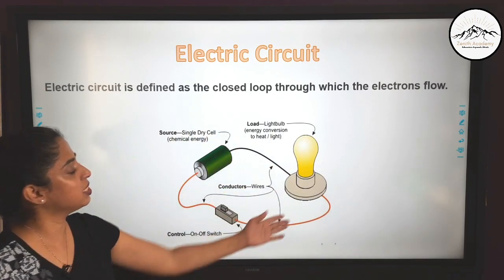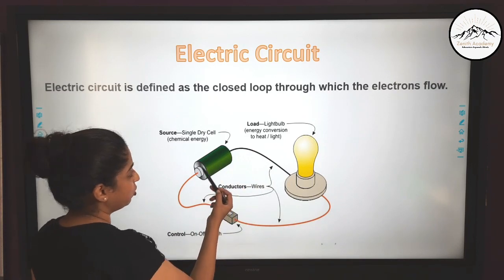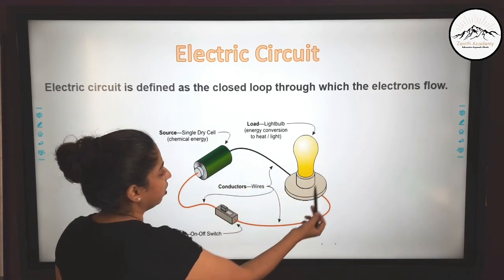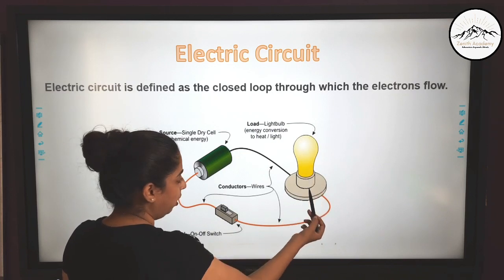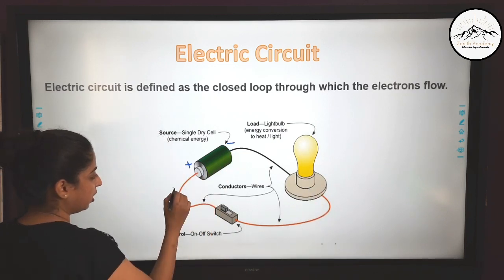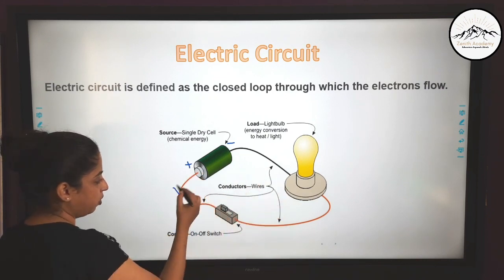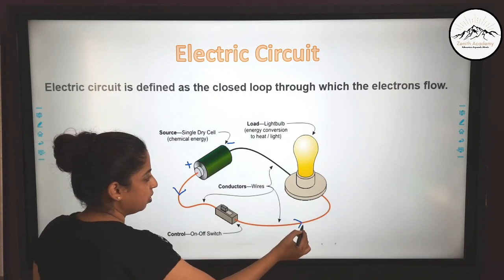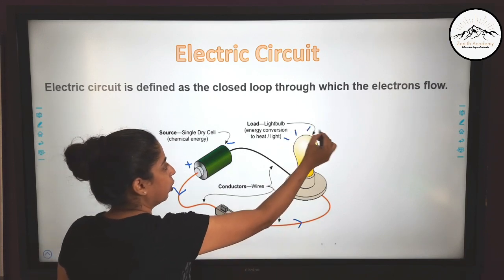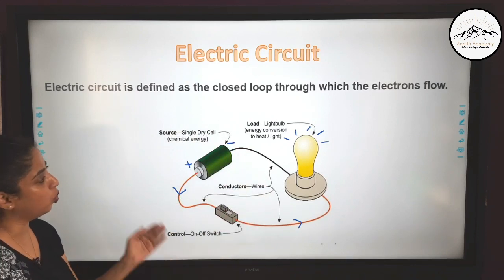So here you can see a simple electric circuit. Here there is a battery which is the source of chemical energy. Here there is a load, that is a bulb, and there is a switch. So if this is positive and negative of a battery, the current flows from high potential to low, so positive to negative. So current will flow in this direction and the bulb will glow. So this is a simple diagram to show an electric circuit.